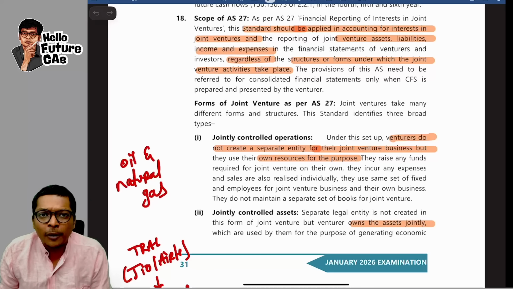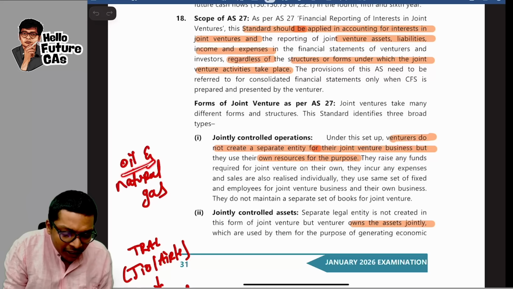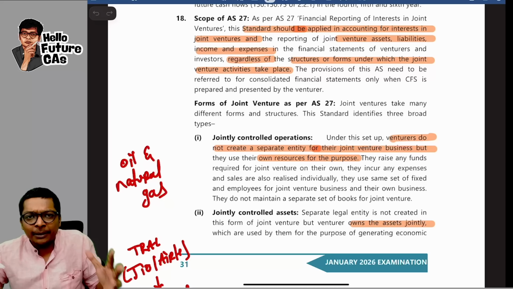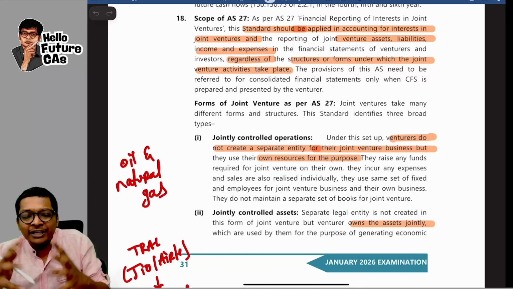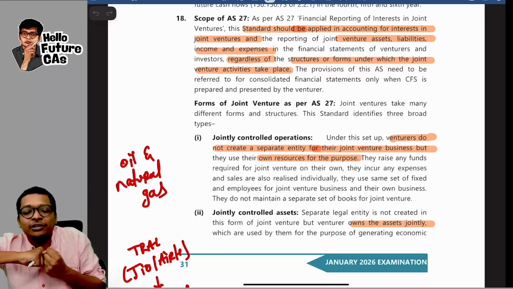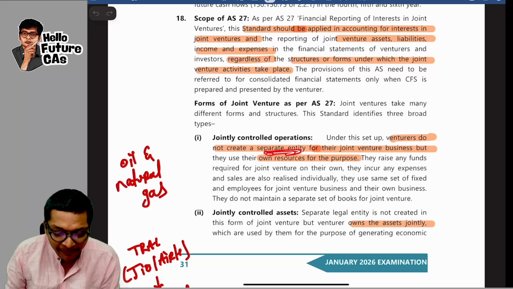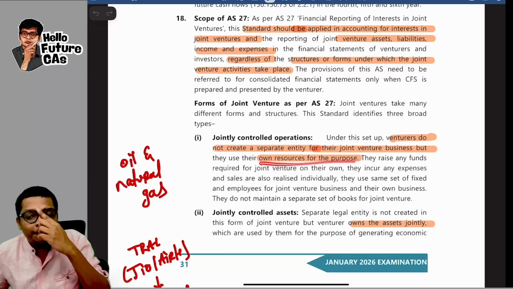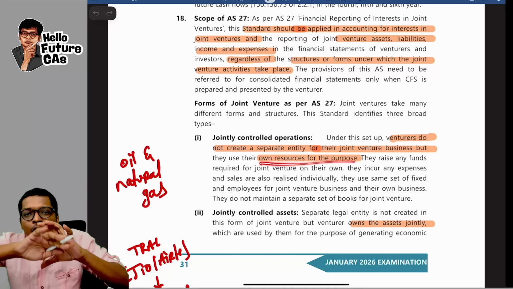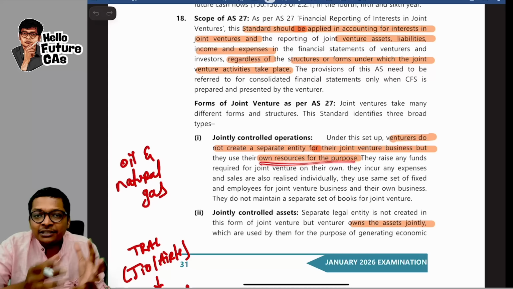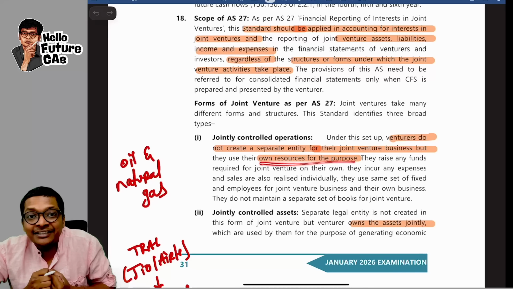Jointly controlled operations. For example, oil and natural gas. Many companies come together to take up mining of oil and natural gas, and they will share it, guys. So here, the venturers do not create a separate entity for the joint venture business, but they own the resource for that purpose. That oil extraction, all the oil and natural gas companies own it together, so they extract it together.